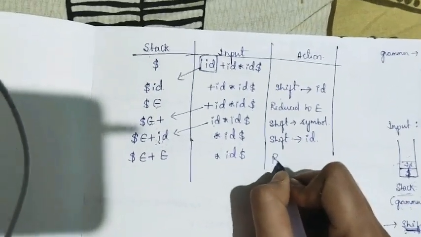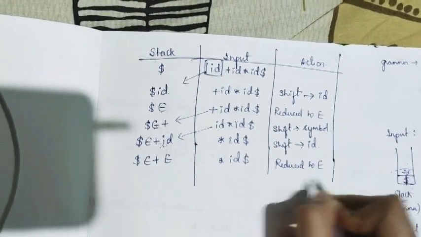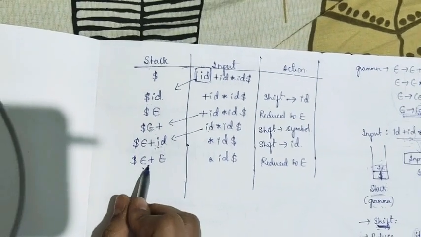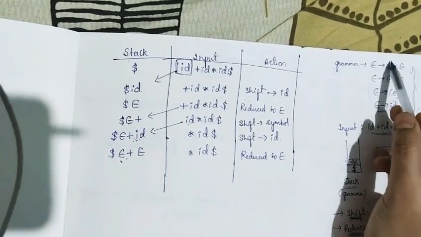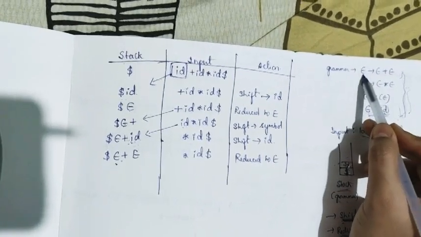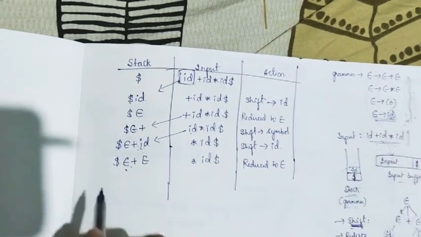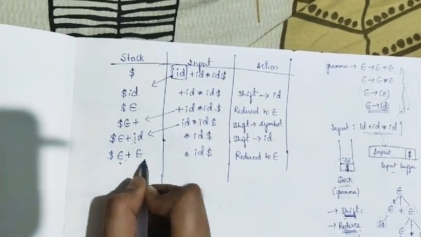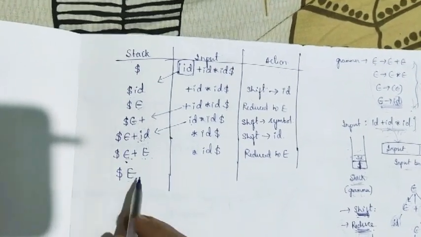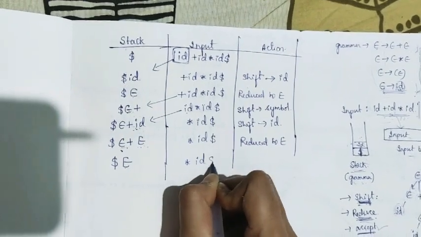And what is the action we have performed? We have reduced to E. After this, again you can see that we have one more production which says E produces E plus E. So this E plus E can again be reduced to the start symbol E. Instead of E plus E, we write E here. So we are remaining with star id dollar.